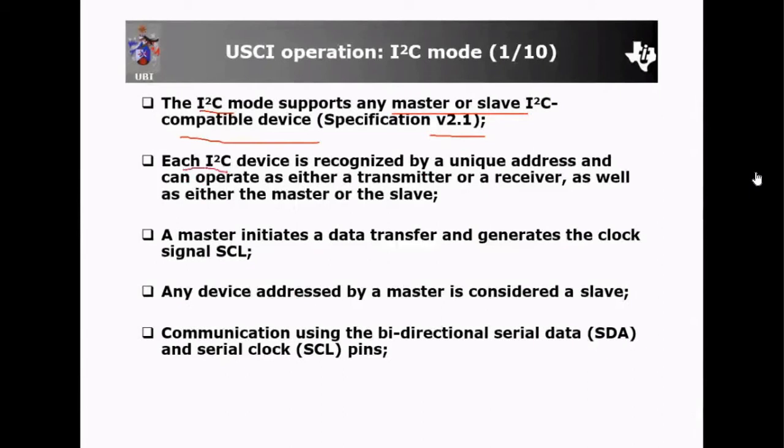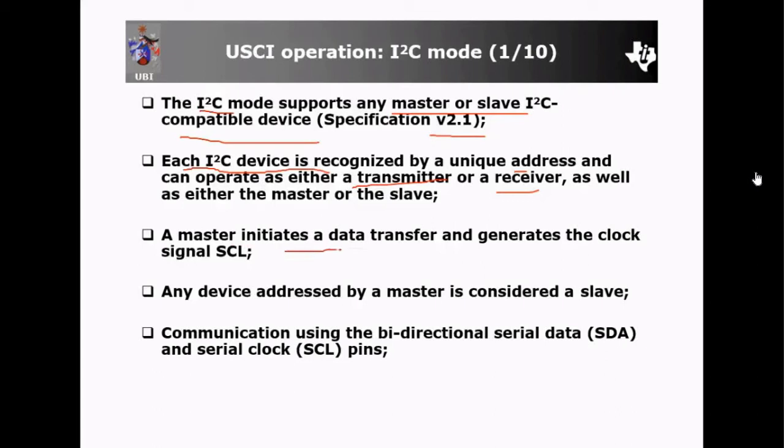Each I2C device is recognized by a unique address and can operate either as a transmitter or receiver, as well as either the master or the slave. These four modes are there. At a later stage we can see that in these four modes it will behave as any one of them.